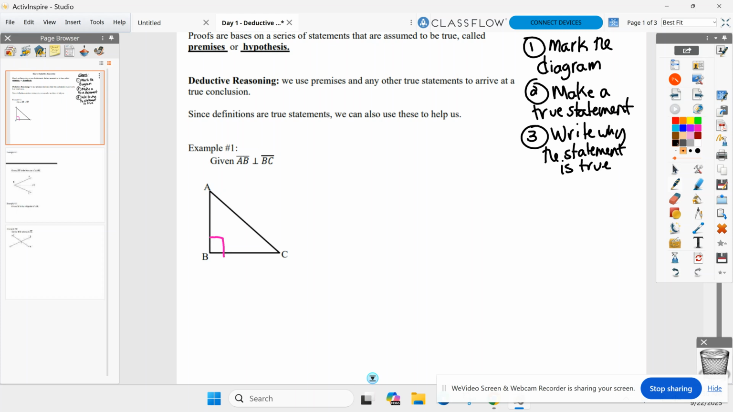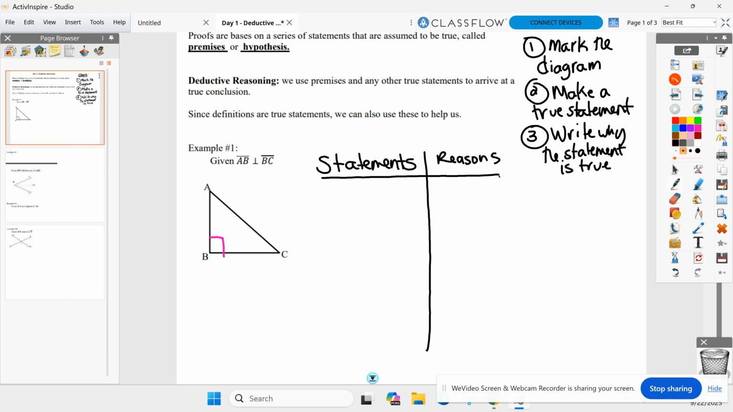But whoa, we're going to organize this. I just don't want you to write anywhere that angle B is a right angle. To organize all our thoughts, we're going to put our thoughts into 2 columns. A statements column, and then a reasons column. In the statements column is going to go anything that's true, anything you know is definitely true. And in the reasons column is the why.